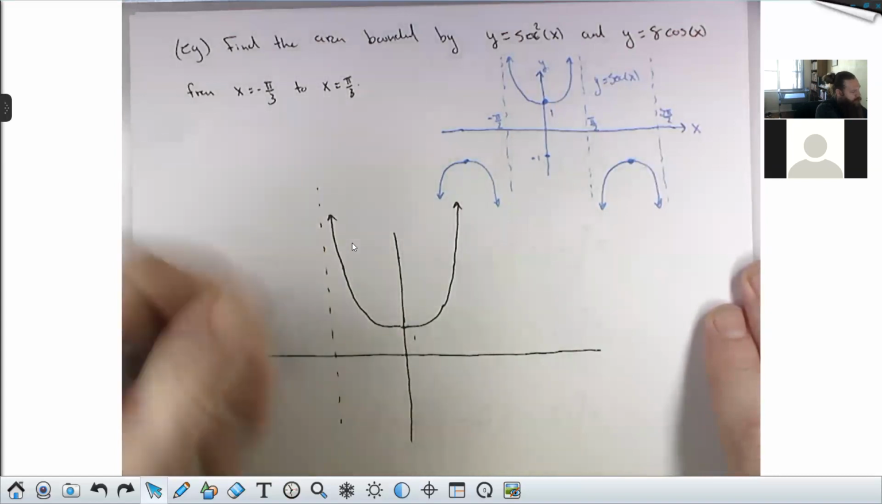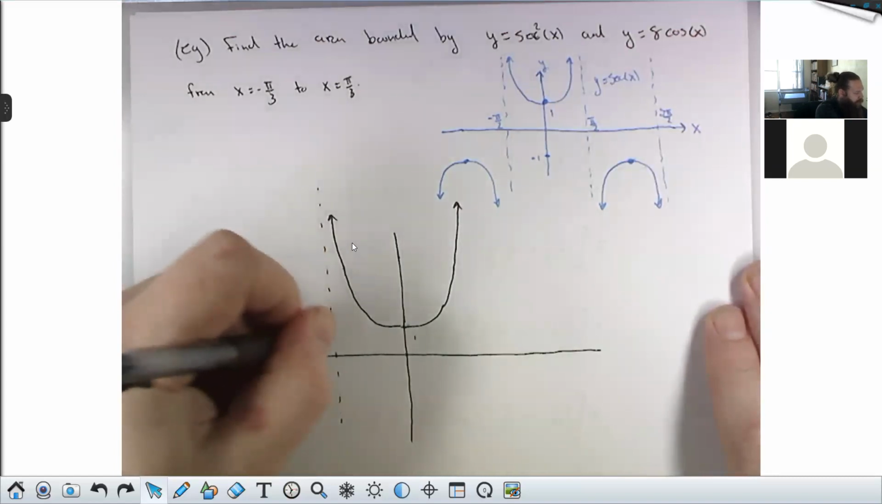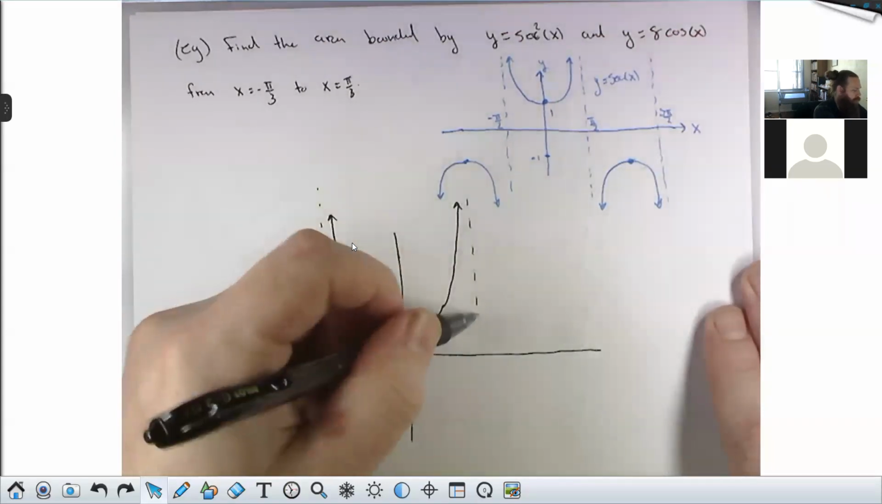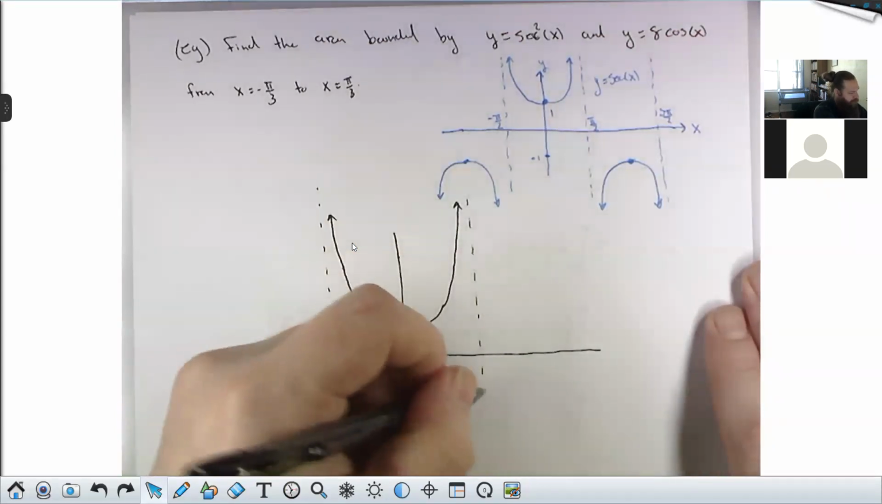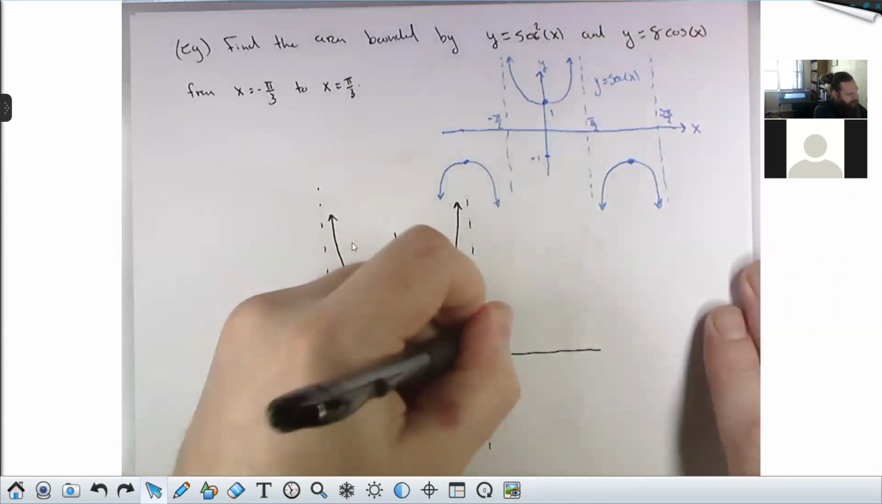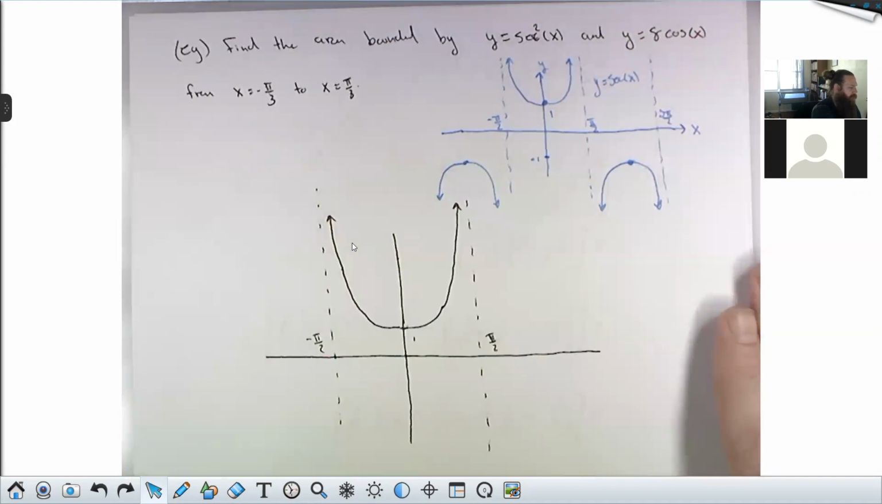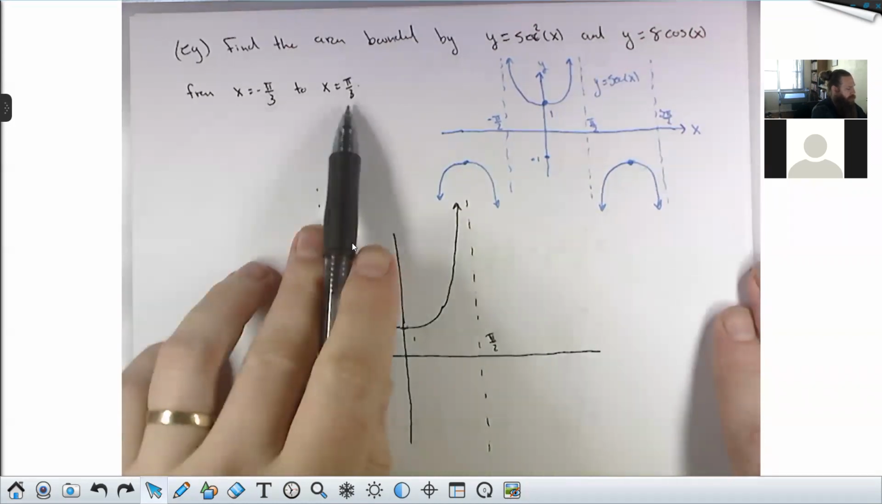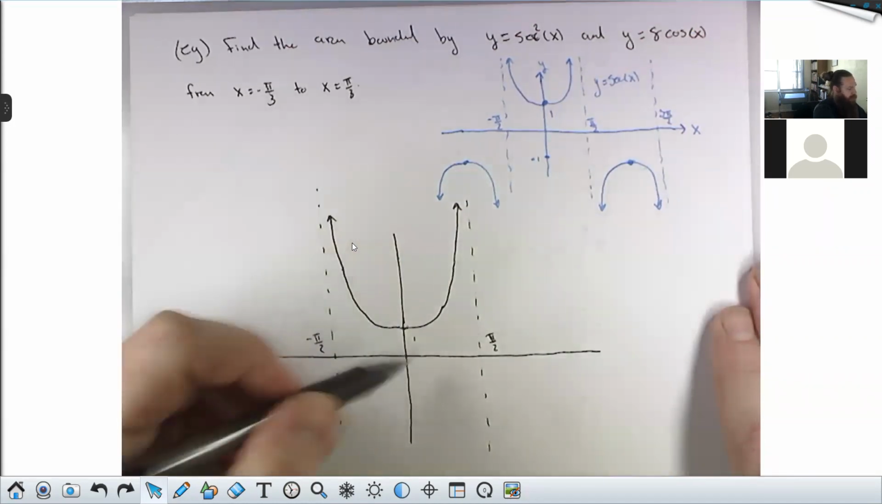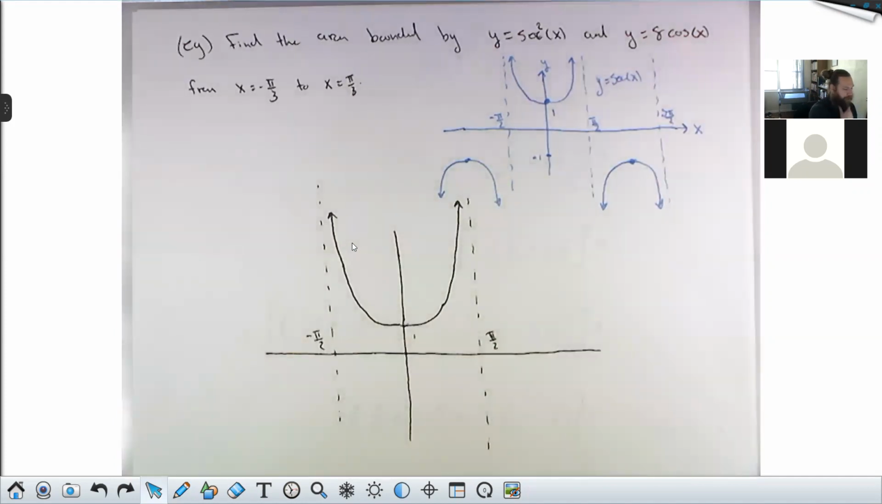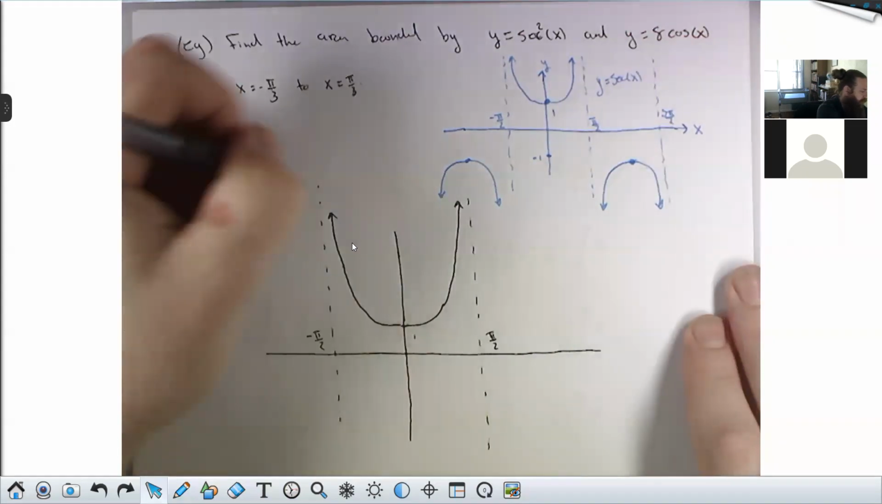The vertical asymptote here is at -pi/2. And the vertical asymptote here is at +pi/2. Those are kind of the two central asymptotes here. And since we're only working from -pi/3 to pi/3, those are like in here. I don't actually need to worry about anything else that's going on out here. So this is the graph y equals secant squared x.